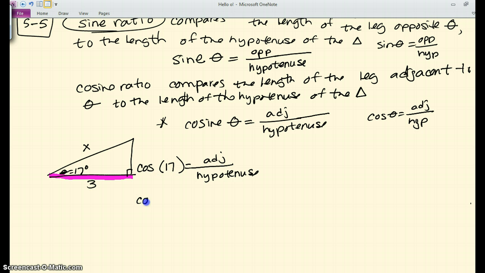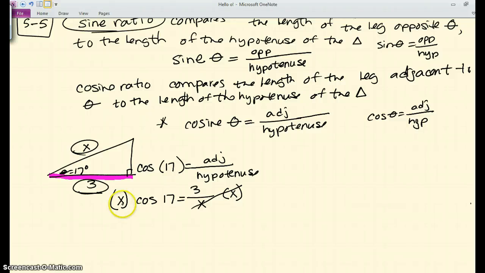My substitution then will be cosine of 17, adjacent value is 3, hypotenuse value is x. Now, I don't love it when x is in the denominator, but I know that if I multiply both sides by that denominator, I will reduce the denominator on the right to a value of 1 because x over x is 1. So I'm left with x cosine of 17 equals 3. And I really want to isolate my x here, so I'm going to divide both sides by cosine of 17.